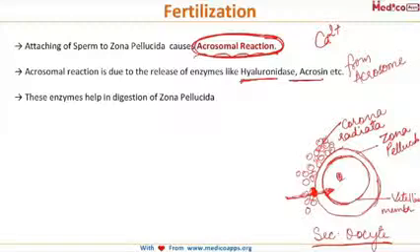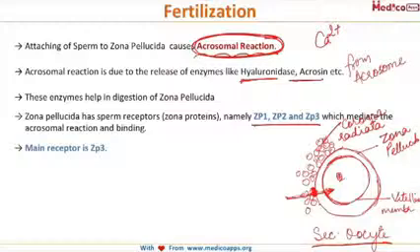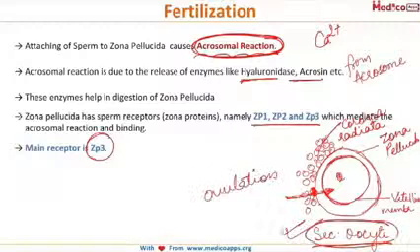Remember, in sperms, if any question is asked about ions involved, the answer will always be the calcium ions. Now, this binding of the sperms to the zona pellucida and the acrosomal reaction, all this is mediated by the sperm receptors present on the zona pellucida, which are also called zona proteins, named ZP1, ZP2 and ZP3. And among these, ZP3 is the main receptor mediating the acrosomal reaction.